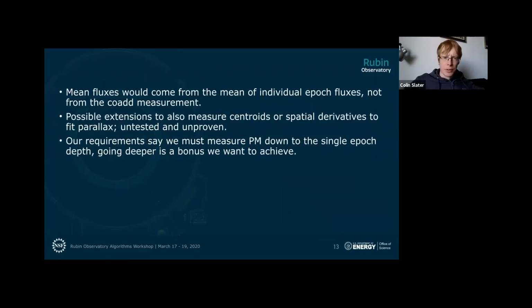I think we would use those individual epochs in order to make a mean measurement. So people who weren't interested in knowing the full variability, but just want to know that's whatever type of star, could just get that from the mean of those measurements.